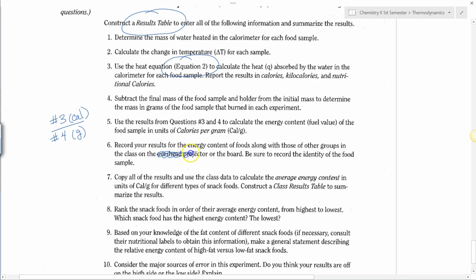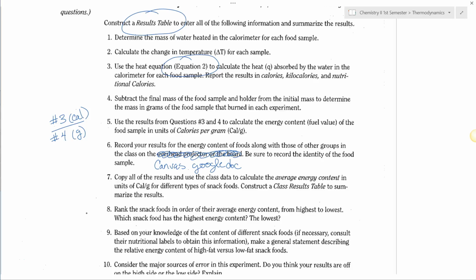I don't know who in the world still uses an overhead projector. You're going to go onto Canvas, and on Canvas you're going to find a Google Doc, and you're just going to enter your information into the Google Doc there for you and your classmates to work with. For question number 7, you're then going to copy the results from the class data and come up with a class average. Again, that's a pretty straightforward one, not too difficult.